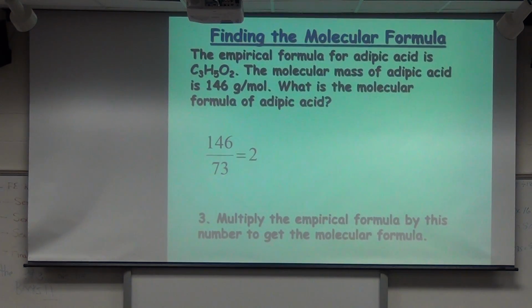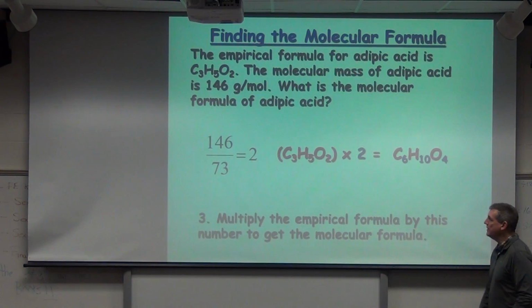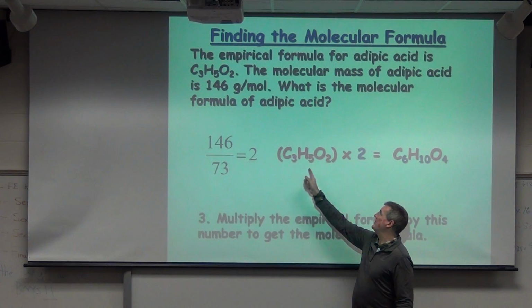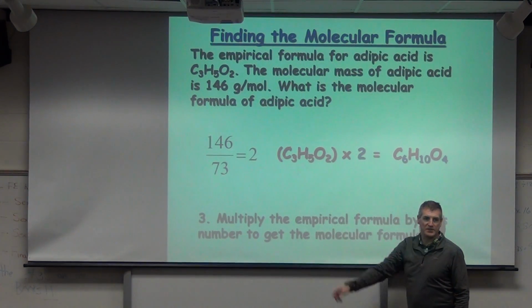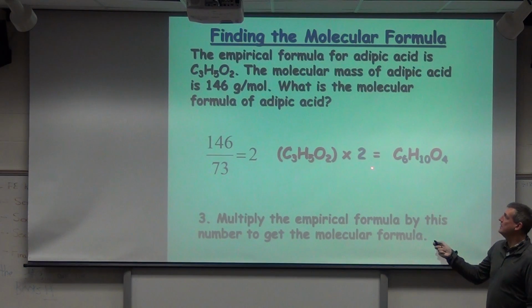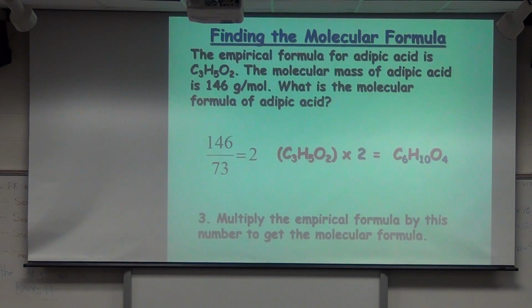So we're going to have C3H5O2 all multiplied by 2. There he is. So earlier on, we had the formula in parentheses with the little n as a subscript outside the parentheses. We just figured out what n was for this particular compound.